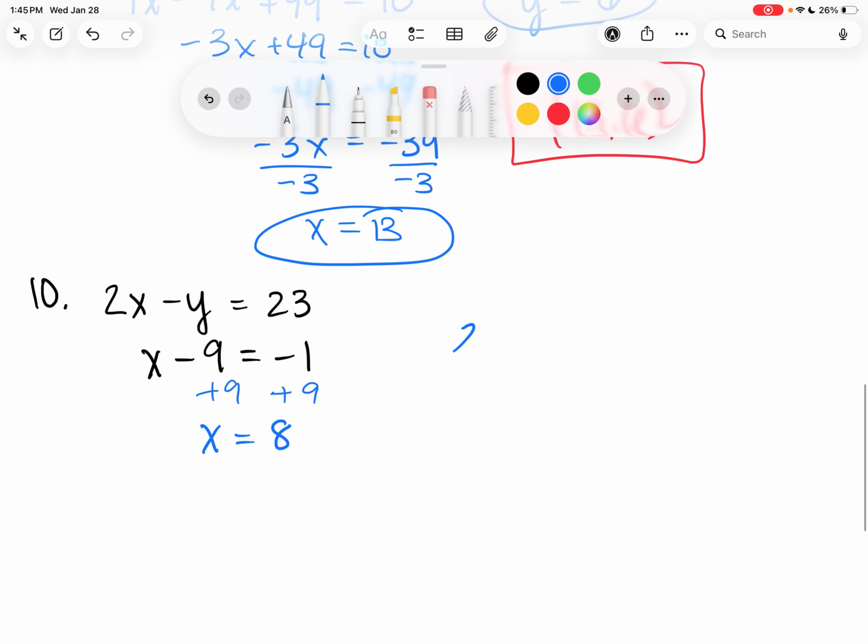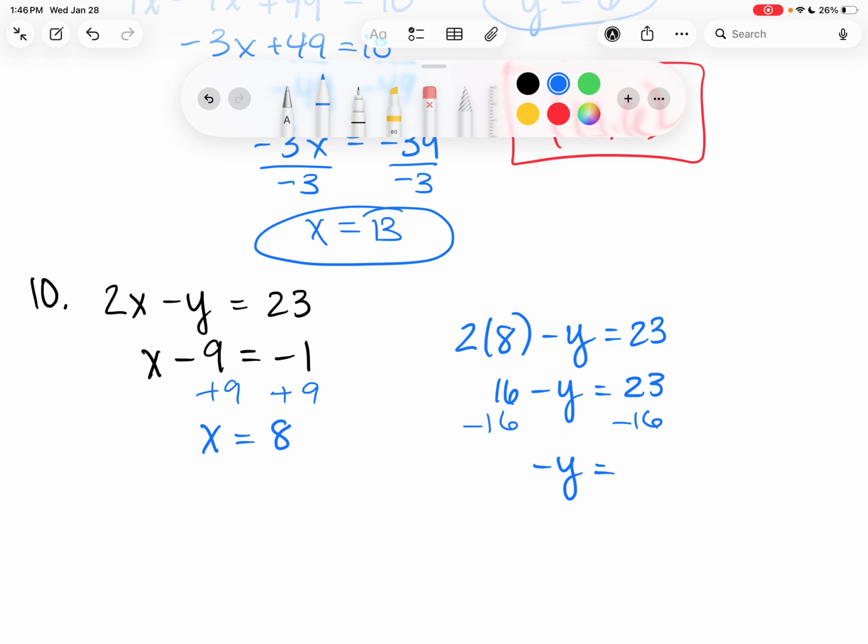So I'm going to have 2 times 8 minus y equals 23. So the only difference really here is now y wasn't by itself, so I kind of have to get it by itself by solving. But that's going to ultimately solve the equation for me, and then I'm going to be done relatively quickly. So 2 times 8 is 16 minus y equals 23. I'm going to subtract 16. I get negative y equals 7. Divide by negative 1. So y equals negative 7. And then my answer is (8, negative 7).